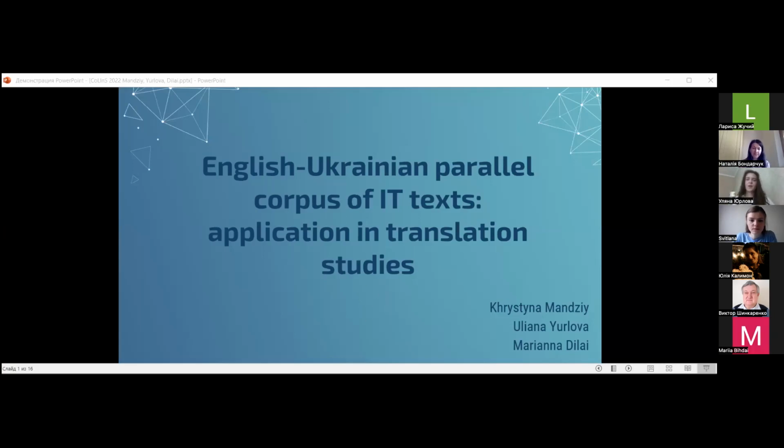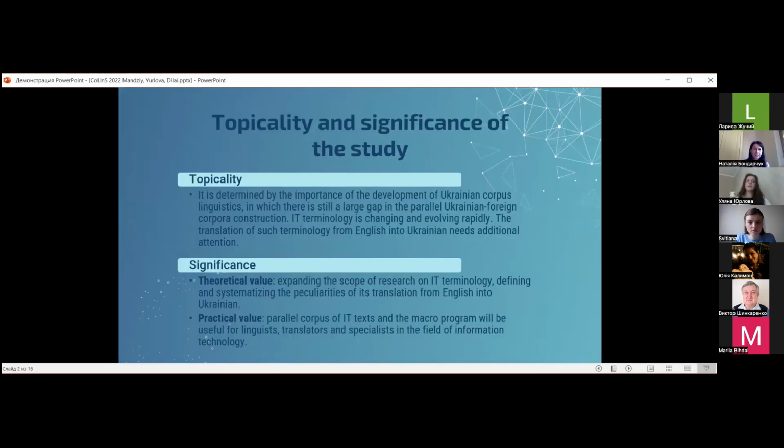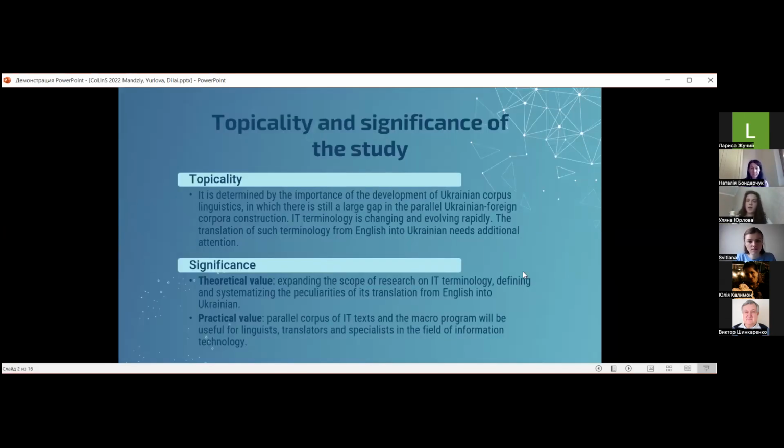Yes. Okay, so honorable participants of the conference, let me present the results of our study, English-Ukrainian Parallel Corpus of IT Text, Application in Translation Studies. The topicality of our study is determined by the importance of the development of Ukrainian corpus linguistics, in which there is still a large gap in the parallel Ukrainian-foreign corpora construction, and there is a rapid growth of the information technology sphere in Ukraine, and IT terminology is changing and evolving rapidly.